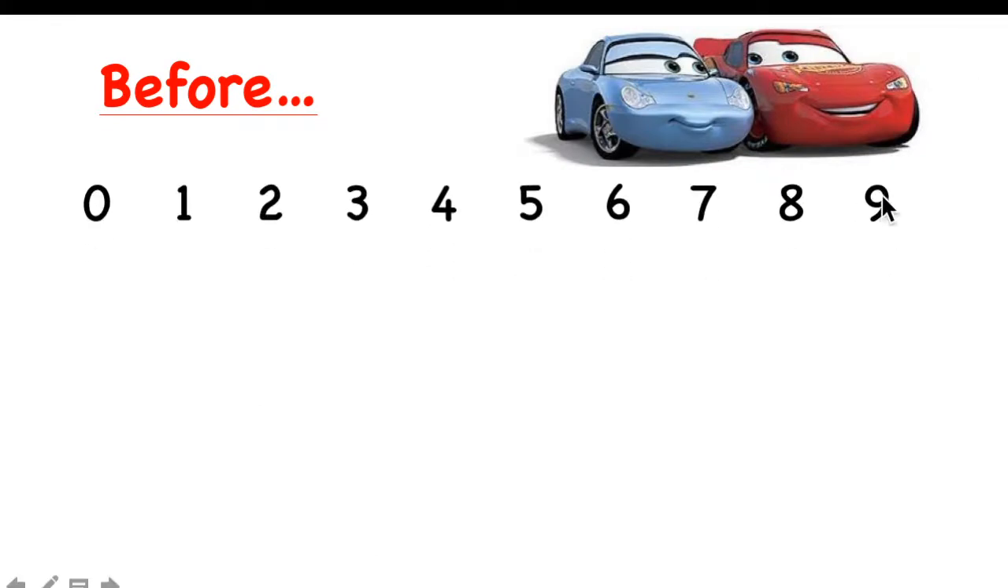Now, when you're doing the number before, it is good to know which number comes before. Before 9 comes 8. Before 8 comes 7. Before 7, we have 6. Before 6, we have 5. Before 5, we have 4. Before 4, it's 3. Before 3, it's 2. Before 2, it's 1. Before 1, it's 0. Before 0 is nothing.